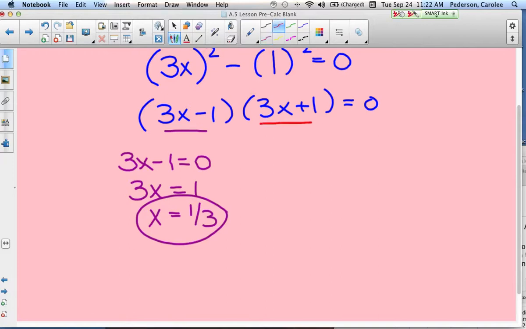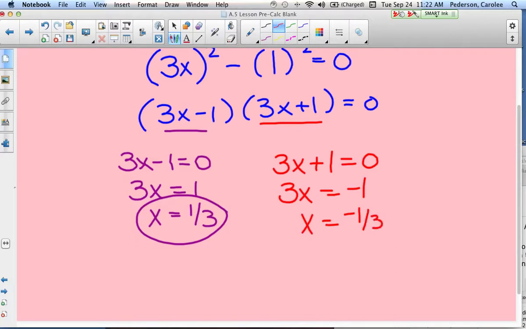Now I'm going to do the same thing with the second factor. Using the zero product property, set it equal to 0, and I'm going to solve for x. I'm going to subtract 1, and then divide by 3. So my second solution is x equals negative 1/3. You should check to make sure those are truly solutions to the equation.